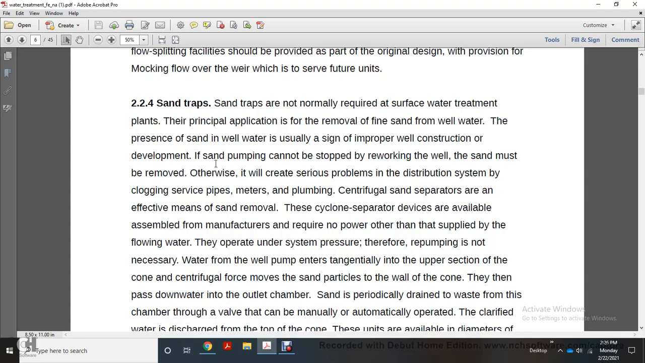Centrifugal sand separators are often effective. Sand removal with cyclone-type separator devices is available, and they require no power, being operated by the flowing water under pressure, so repumping is not necessary. Water from the well pipe enters tangentially into the upper section of the cone, and centrifugal force moves the sand particles to the wall of the cone. Then they pass down into the outlet chamber.